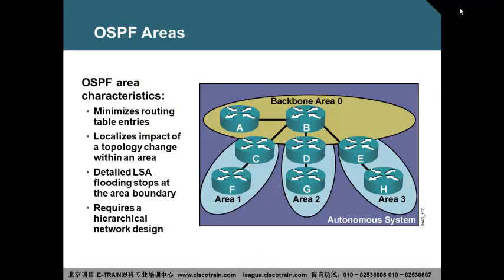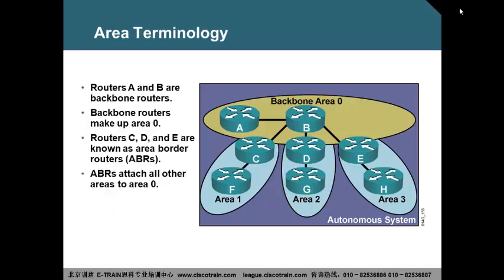Okay. Now, it is good that we have areas. Otherwise, every small change will impact every router. Not good. So we have ABR, we have backbone routers. A and B are backbone routers. C, D, and E are ABR routers. What about F, G, and H? They are non-backbone routers. They are internal to non-backbone areas.